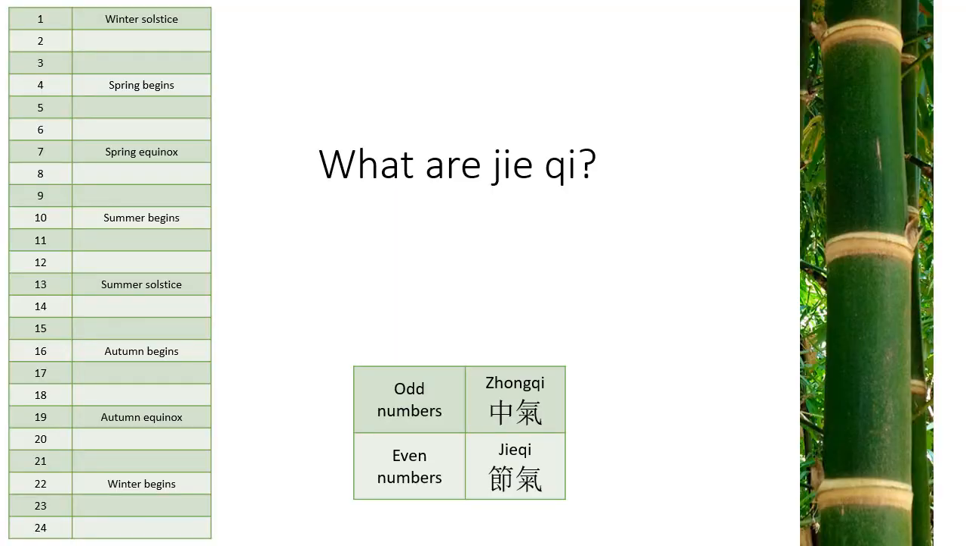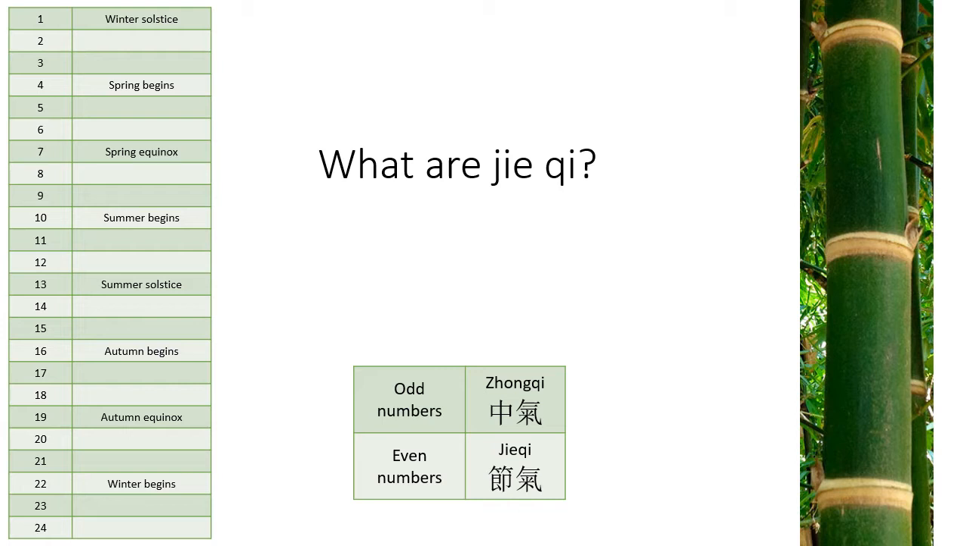So what are these jieqi? Well, they're solar nodes or solar fortnights. They last for 15 days and they represent a particular quality of qi. So every 15 days there's a change in the climatic energy, in the climate.